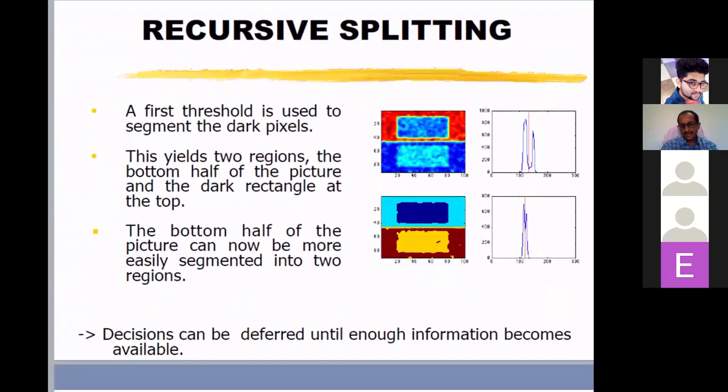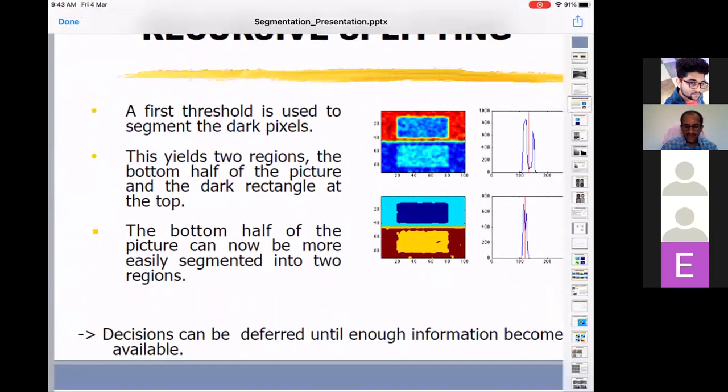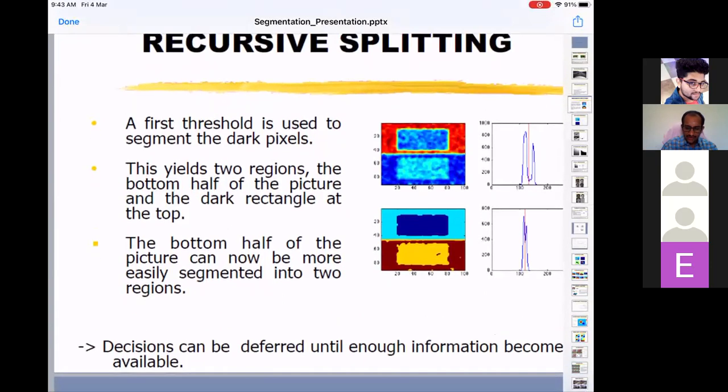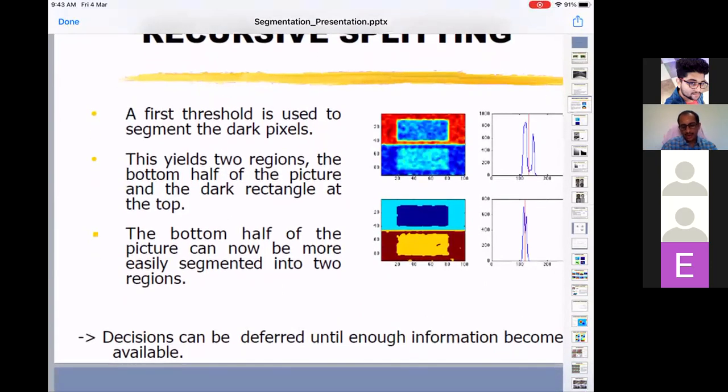In some cases, the first stretch of the histogram may not be able to separate all the regions or objects in the image. If we see this image, the majority of it may have only two regions. First, we can split those two regions. Then, within those two regions, we can separately find the histogram: for the lower region alone, and for the upper region alone. And then we can sequentially split.